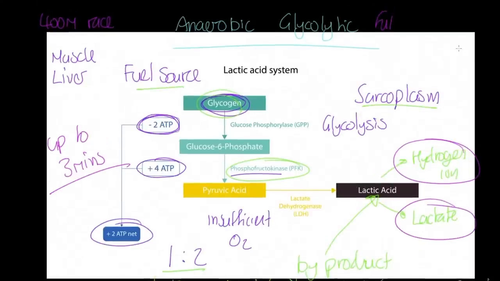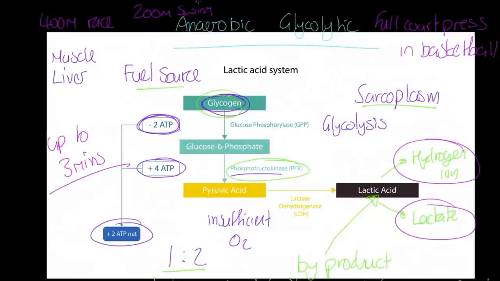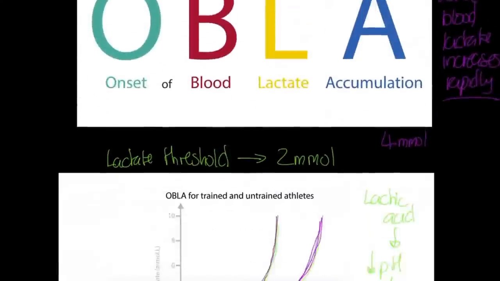I really like the example of a full court press in basketball. If you're not sure what that is, it's when the defending team presses high up the court to win the ball back, usually because the team's behind and they want the ball, so it's very high. You don't get this kind of dropping into the zone and waiting for the team to come onto you. No, you're pressing the ball all the time, so therefore it's more anaerobic in its nature. You might want to think about things such as a 200 meter swim. These examples are really nice for you to emphasize that anaerobic glycolytic system.